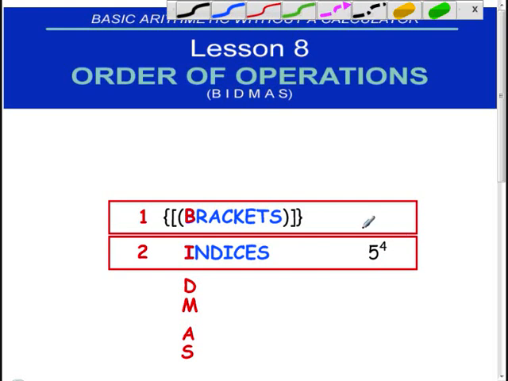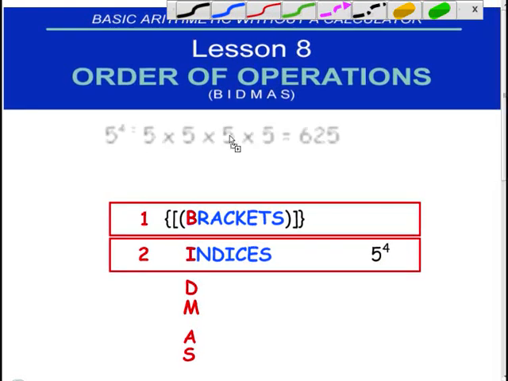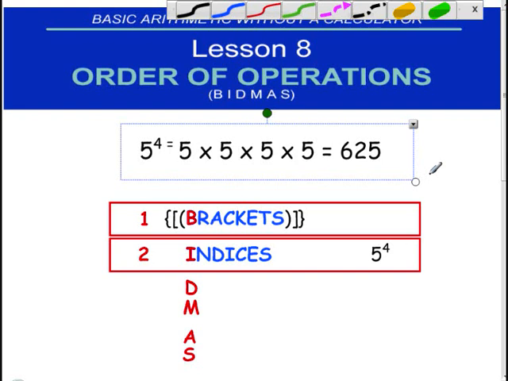Well, that would be incorrect, because 5 to the power of 4 does in fact mean you're going to write out the number 5 4 times. And you're going to put a multiplication symbol in between each one, like this. 5, written out 1, 2, 3, 4 times. Multiplication symbols in between each one. So you can see that 5 times 5 is 25.